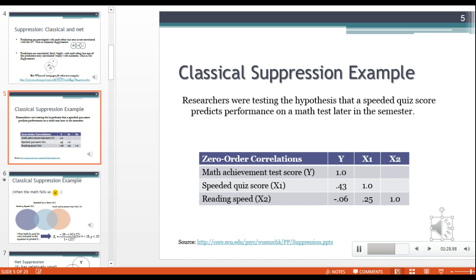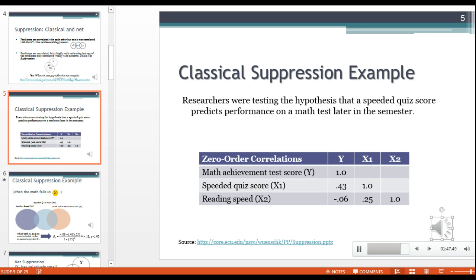And so obviously this math achievement test did not require any kind of speeded reading. It didn't require a lot of quick processing. It was maybe a slower test that the students were given plenty of time to complete.